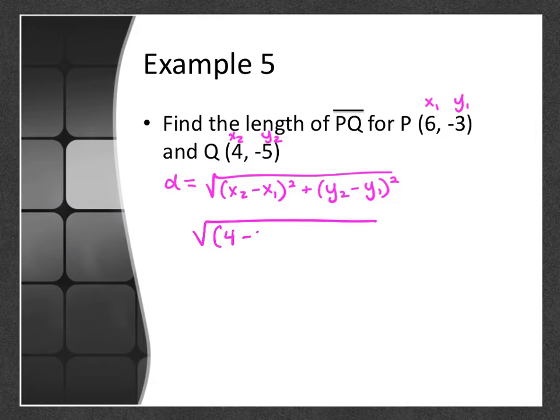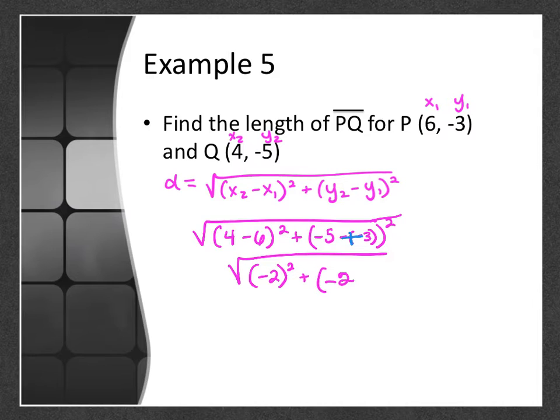So 4 minus 6 squared plus -5 minus a -3 squared. I get -2 squared, minus a -3 becomes what? Plus 3. Good. So I get plus -2 squared. I get the square root of 4 plus 4, which is the square root of 8.